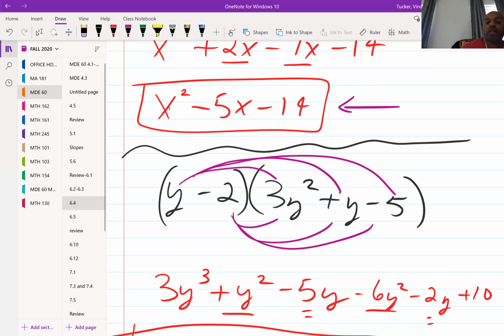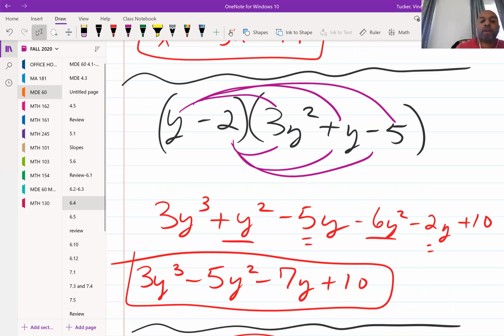All right. Combine your like terms. 3y cubed couldn't be combined with anything, but we have y squared and negative 6y squared. That gives us negative 5y squared. Then we have negative 5y, negative 2y would give us negative 7y. And the 10 couldn't be combined with anything.